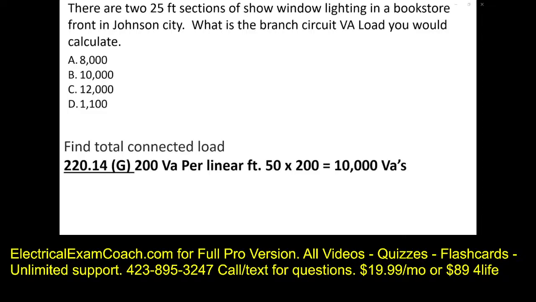For this, we're going to head to 220.14(G). It's going to let us know that it's 200 VA per linear foot. We take our 50 feet multiplied by 200 VAs each. That's going to give us a starting connected load of 10,000 VAs. Now we check for demand factors.